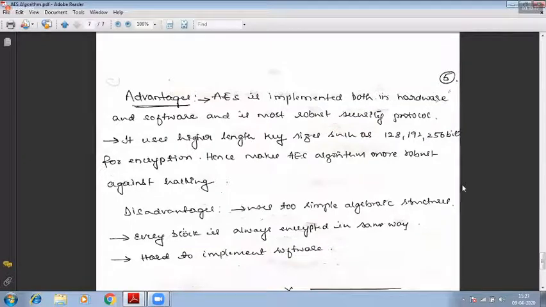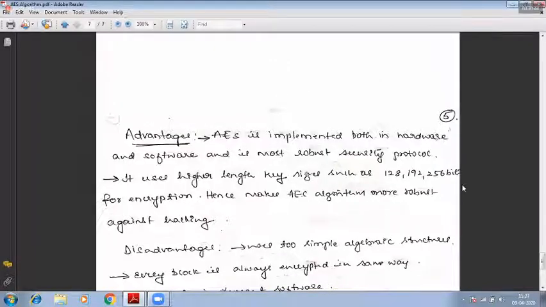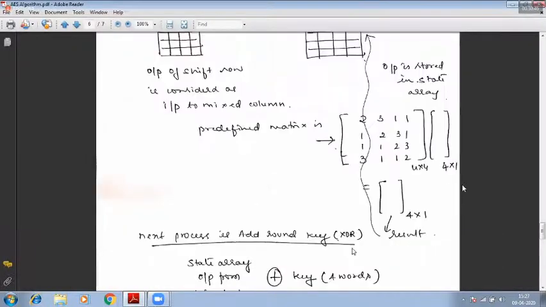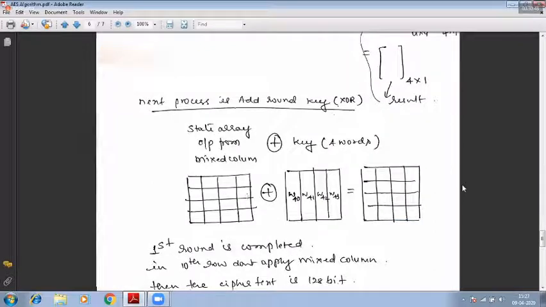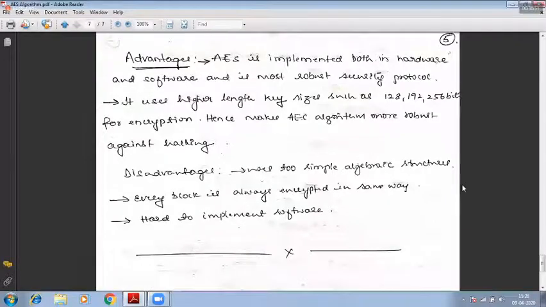Coming to the disadvantages, of course, each has its own. Here we are using a simple algebraic structure. If your predefined matrix is known, definitely anybody can hack this algorithm. Every block is always encrypted in the same way, so if the first block is hacked, it's very easy to hack the remaining blocks, and it is very hard to implement in software. So these could be the disadvantages with respect to your AES.